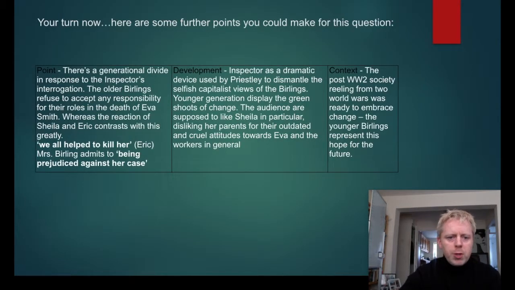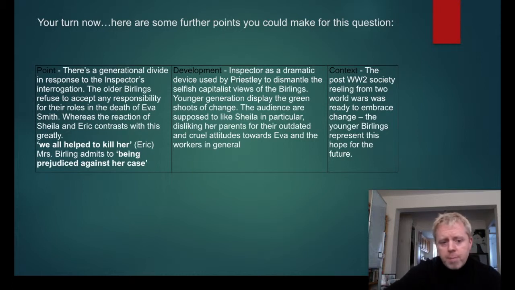So what other points could you make for this question? So here's the next point you could make. I've broken it down for you: point, development and context. So the second point you could make is there's a generational divide in response to the inspector's interrogation. The older Birlings refused to accept any responsibility for their roles in the death of Eva Smith, whereas the reaction of Sheila and Eric contrasts with this greatly.